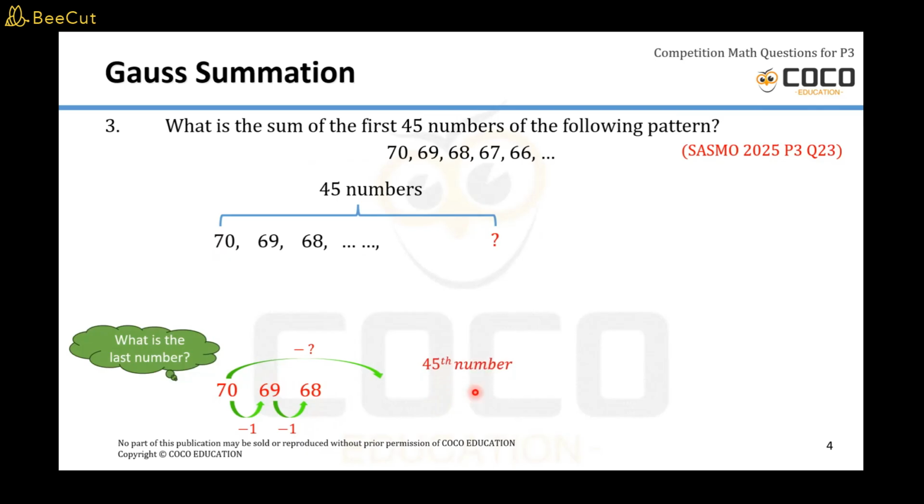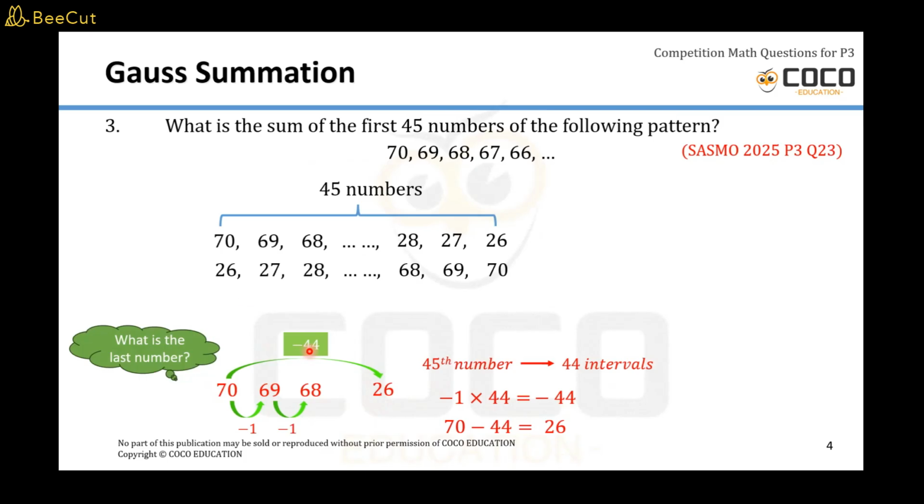So for the 45th number, we have 44 intervals. 44 intervals means that you have 44 groups of minus 1. So altogether is minus 44. So 70 minus 44, you manage to get the last number for this pattern. 70 minus 44 equals 26. So the 45th number here is 26. And then you can fill in the numbers already. Then you write it in a reverse way, starting from 26, 27, 28, all the way to 70.